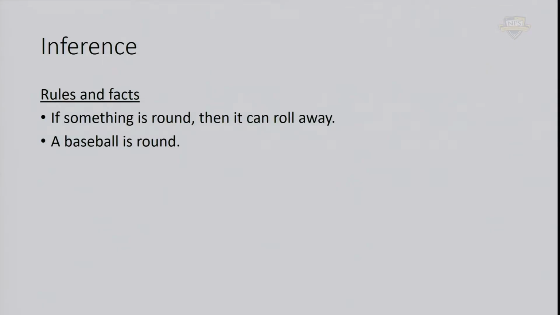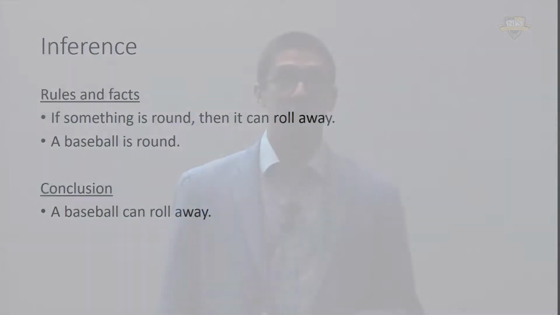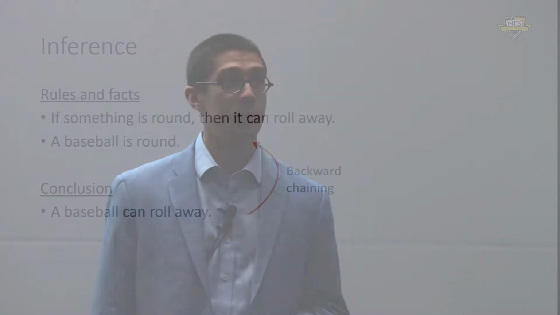Now, with these rules, we can perform inference, which means if we have a couple rules or a fact, if we have a statement that says if something is round, then it can roll away, and if we know that a baseball is round, then we can conclude that a baseball can roll away. Now, in rule-based AI systems, there are primarily two ways we can reach this conclusion. The first is through a process called backward chaining. So in backward chaining, we start with our goal and we work backwards. So we start by asking the question, can a baseball roll away? And we work backwards. We reference our rules and facts in what's called a knowledge base to try to answer that question, yes or no. In this case, we would say yes, it can.